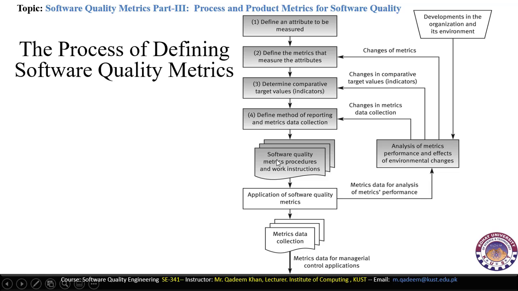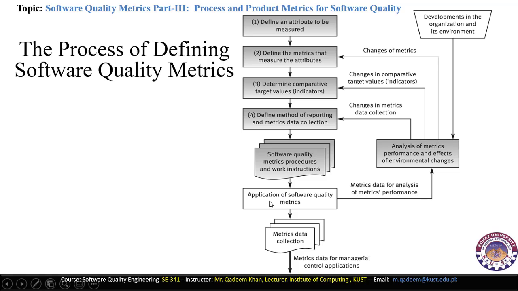Next is number 4, software quality metrics, procedures, and work instruction. Here we will in fact identify different techniques through which we will measure the metrics. So software quality metrics, procedures, and work instruction includes different step-by-step plans and techniques. Based on these techniques we will compute the metrics.